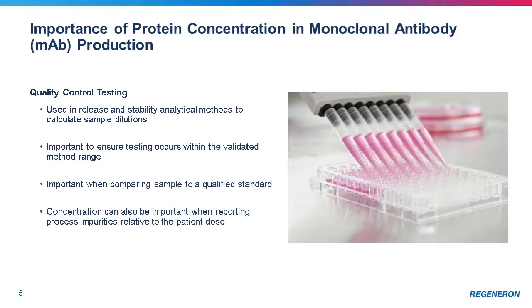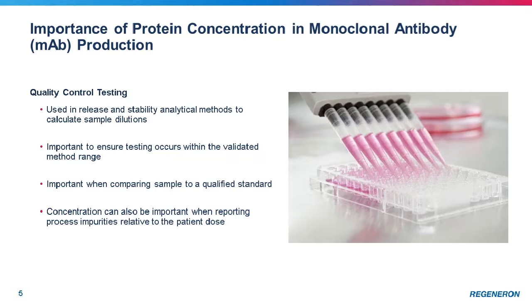Protein concentration is also important during quality control testing of the product. Analytical methods are often concentration dependent as they require samples and standards to be diluted at an equivalent amount for analysis. Inaccurate sample dilutions could lead to invalid test results or inaccurate results, which could in turn compromise the integrity and the safety of the product.